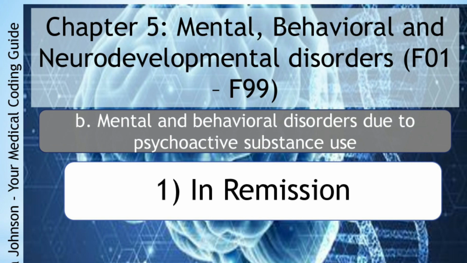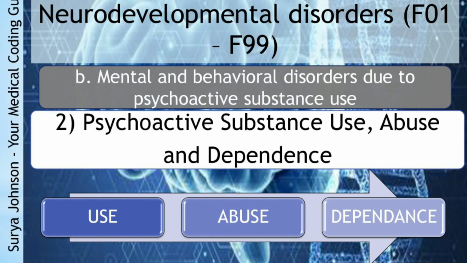The second point to consider here is psychoactive substance use, abuse, dependence. How do you code? Sometimes in the patient's documentation, the doctor would have mentioned use and dependence, or abuse and dependence, of the same substance, for example alcohol dependence or alcohol abuse. In the documentation the doctor has mentioned the patient has alcohol abuse and dependence. In this scenario, how to choose? You cannot code both. In this scenario you should follow the hierarchy.